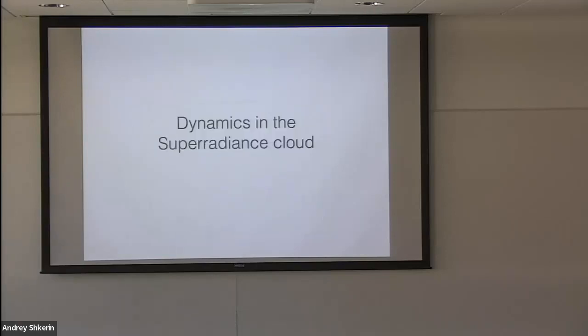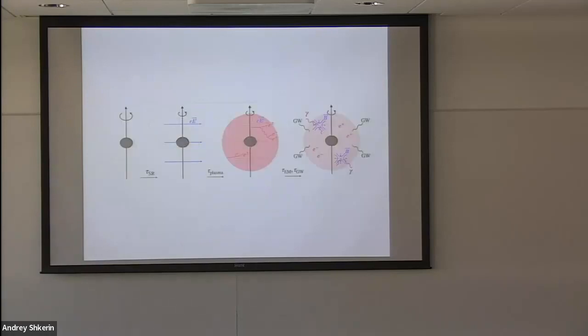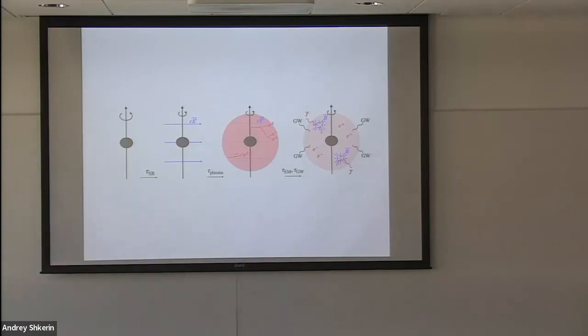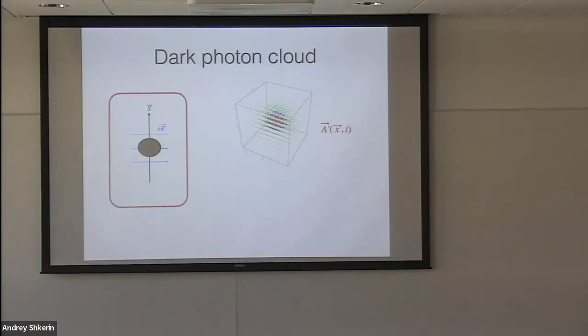Okay. So that's all for the introduction. Now I will be telling you what is happening in the superradiance cloud as it is getting populated. In this part, I will be explaining what these four panels or pictures mean. The first one is very simple. It's just a spinning black hole. So let's start from the second one, where the superradiance cloud is populated.